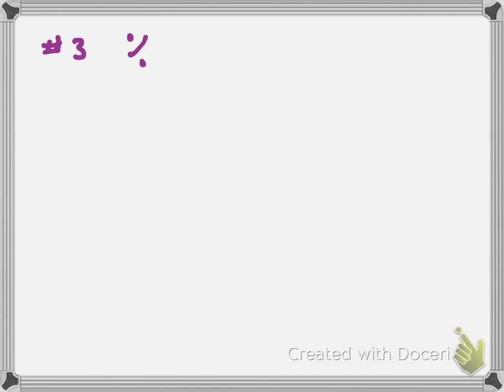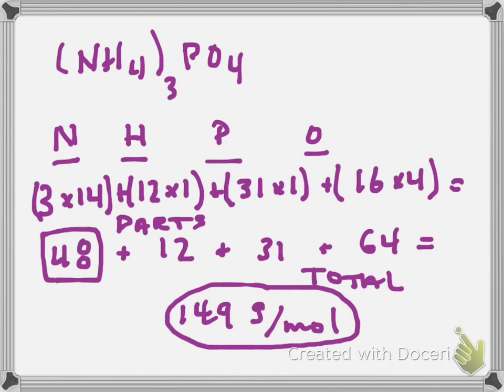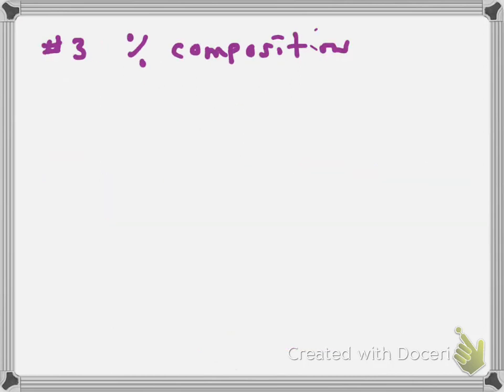Percent comp. Basically it says, find the percent composition of each element in ammonium phosphate. Use your data from question 1. Well, again, looking back to question 1, this data, there it is. We have all the parts and we have the total. So that's all you've got to do is plug stuff in.